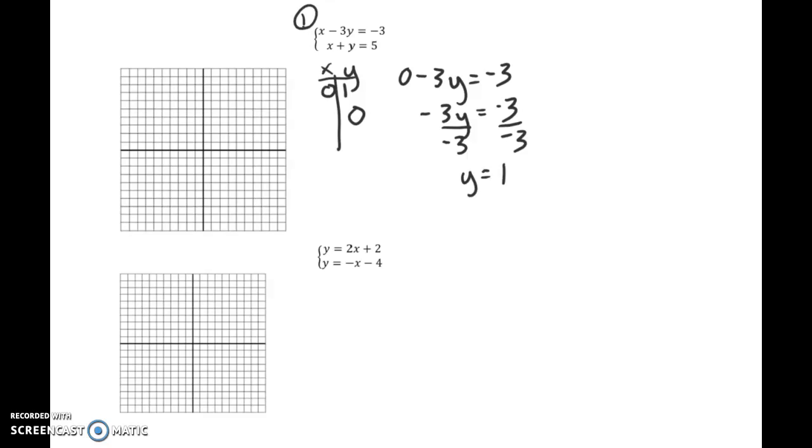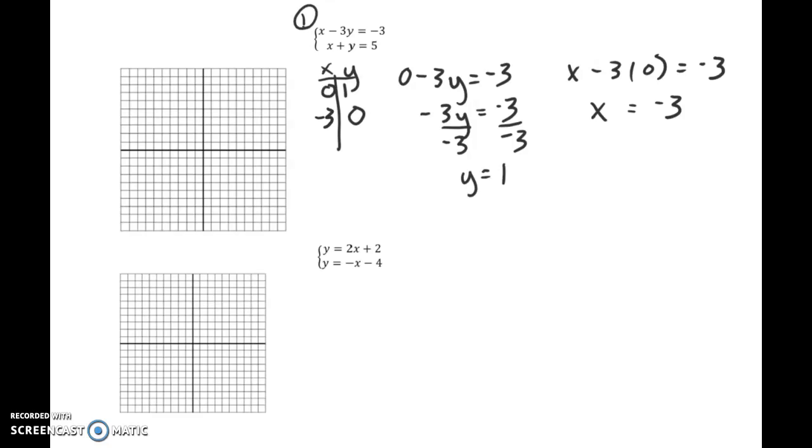Now let's say I plug in 0 for y. So x minus 3 times 0 equals negative 3. And then that's going to give us x equals negative 3. All right.